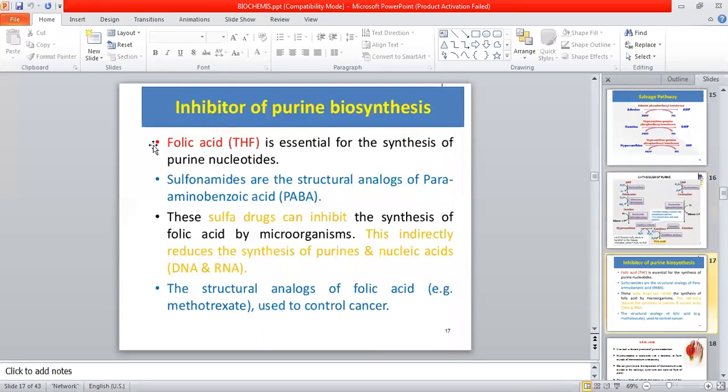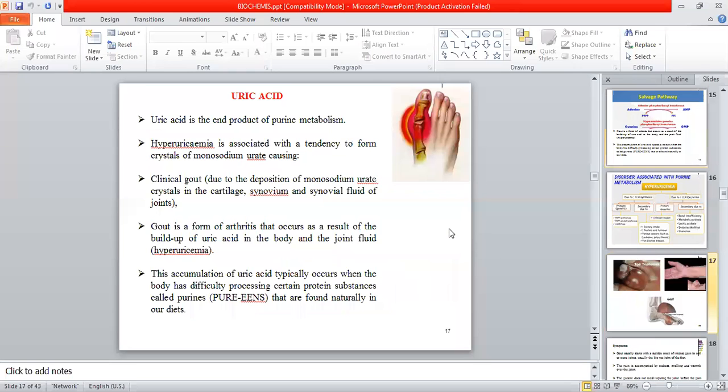So first one is folic acid. It is essential for the synthesis of purine nucleotide. So here the inhibitors, first one is all the sulfur drugs. It means those drugs which have a sulfur group, like sulfonamide drugs. So sulfonamide may inhibit the synthesis of folic acid by microorganisms.